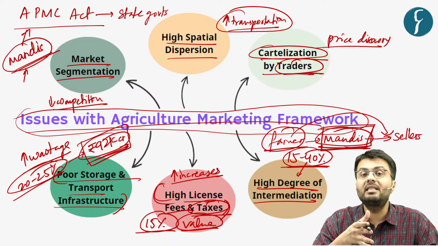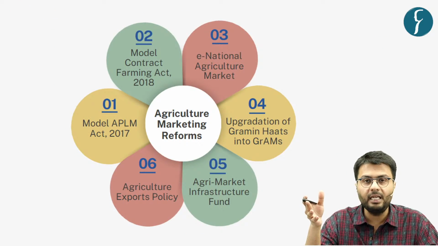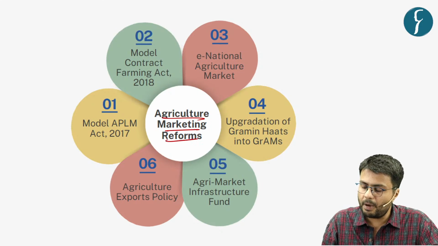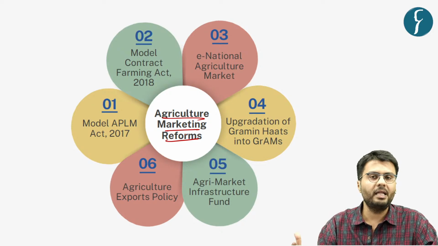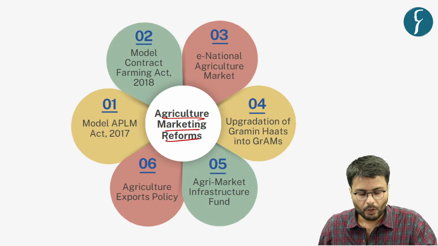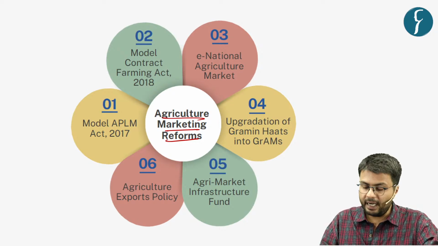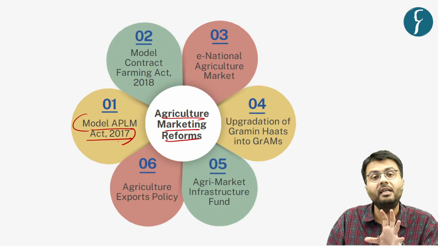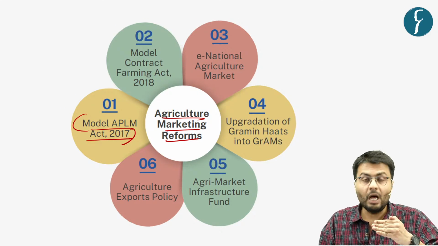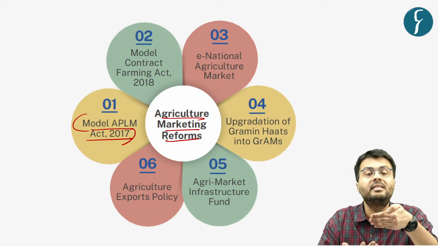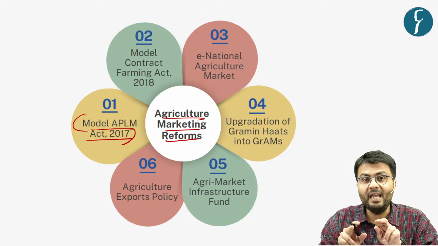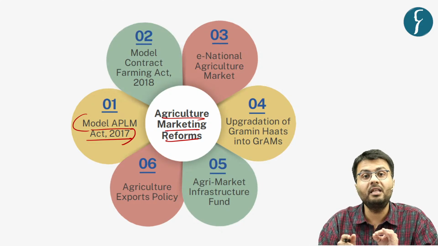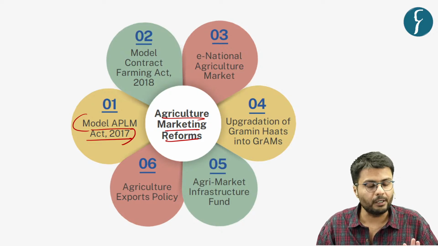So in this context, let us now understand what are the agricultural marketing reforms which have been undertaken by the government in the recent past. The first is that the government enacted a Model Agricultural Produce and Livestock Marketing Act in the year 2017. Now, this is a model act which was brought by the central government, and it in a way indicated to the state governments what kind of reforms they should do in their respective state APMC Acts.